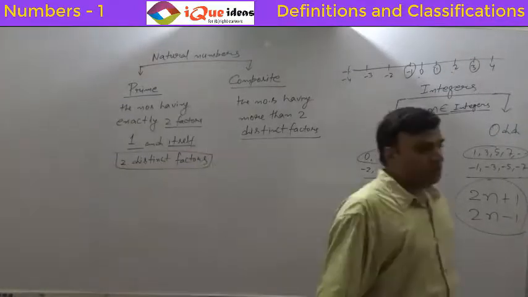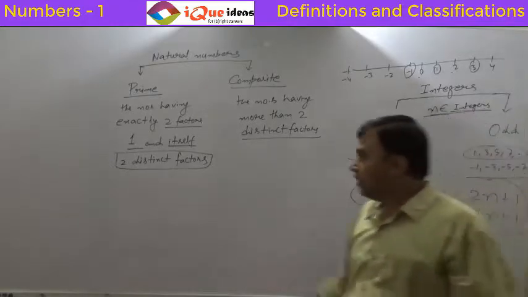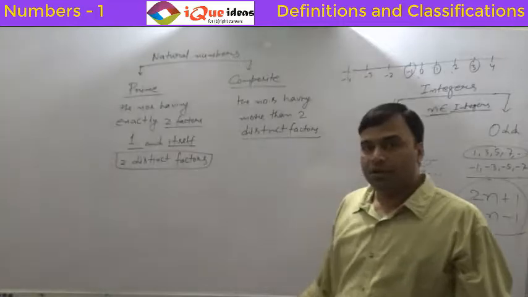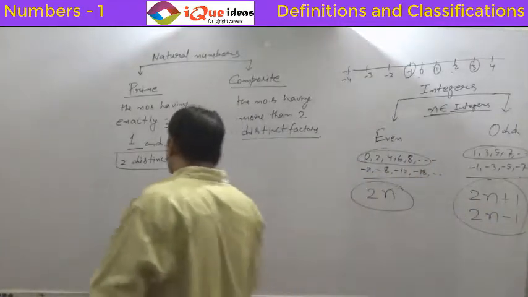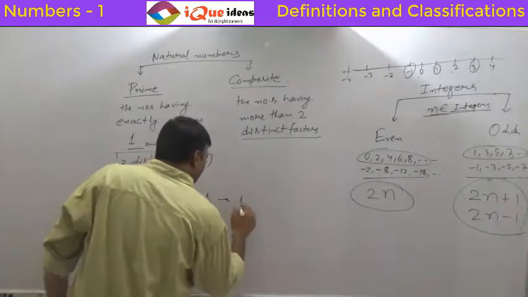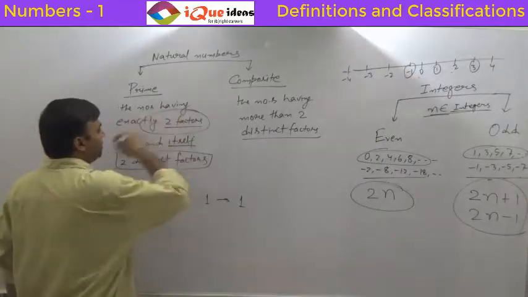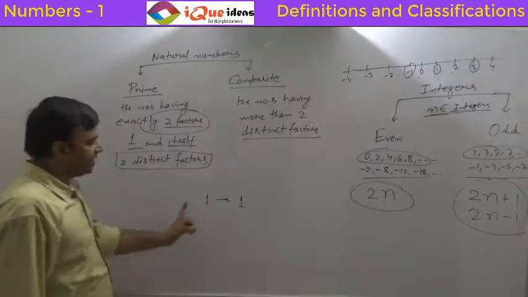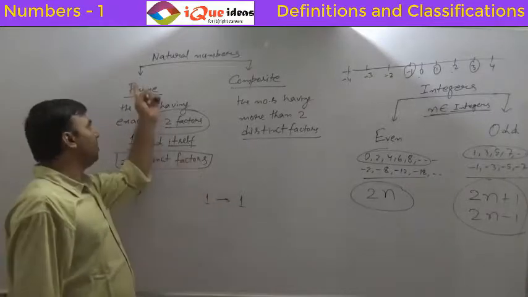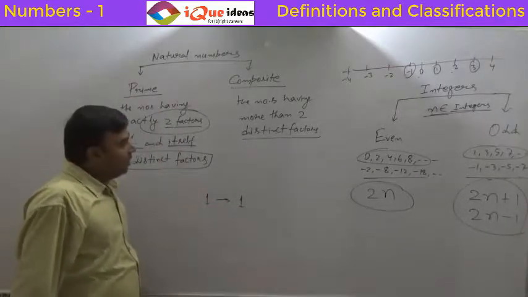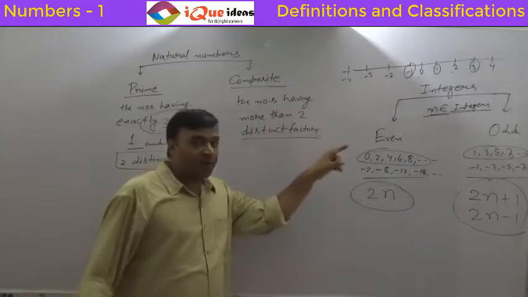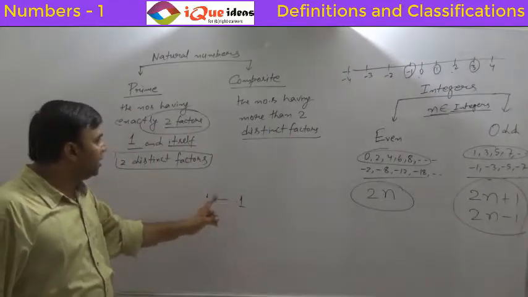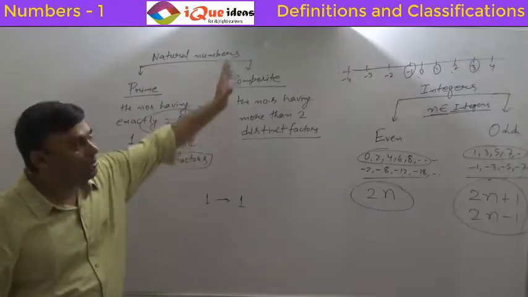What about 1? If you see 1, in the case of 1, 1 and itself become the same, so this condition is violated. What does it mean? The only factor of 1 is 1. So it does not have two factors. It has only one factor, so it cannot be put in the category of prime. Composite numbers have more than two factors, so it is all the more difficult for 1 to go into composite numbers. So 1 cannot be a part of prime numbers, and 1 cannot be a part of composite numbers.